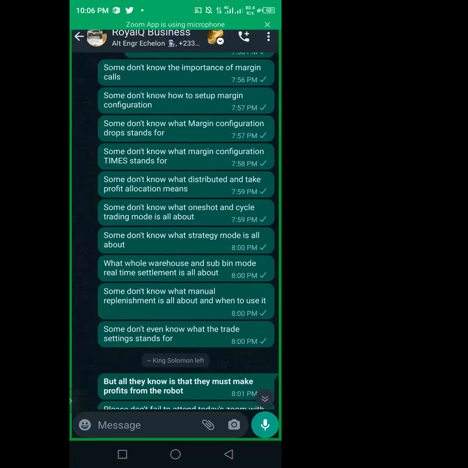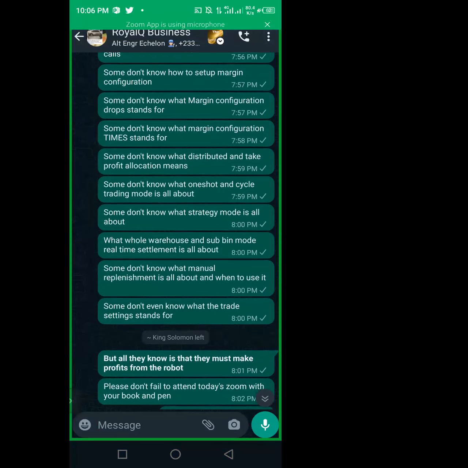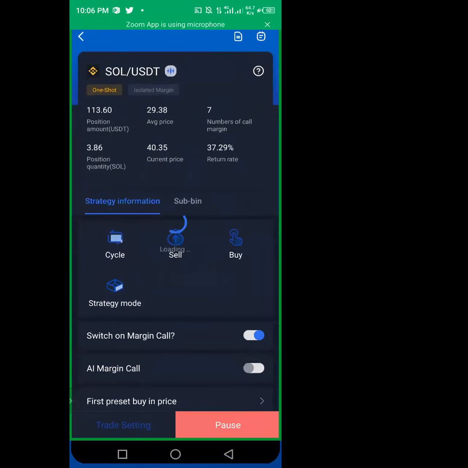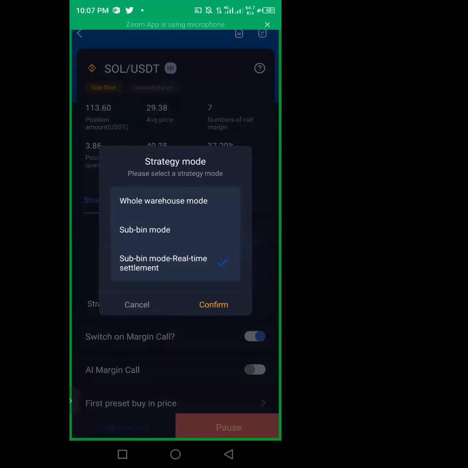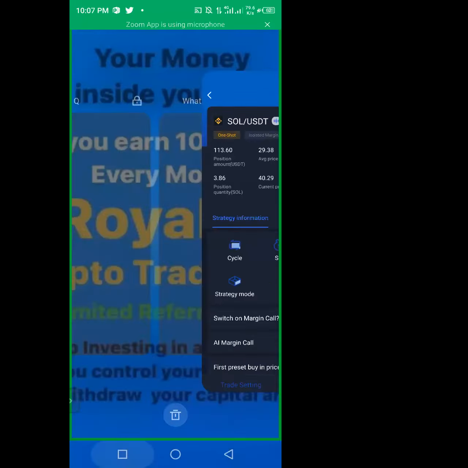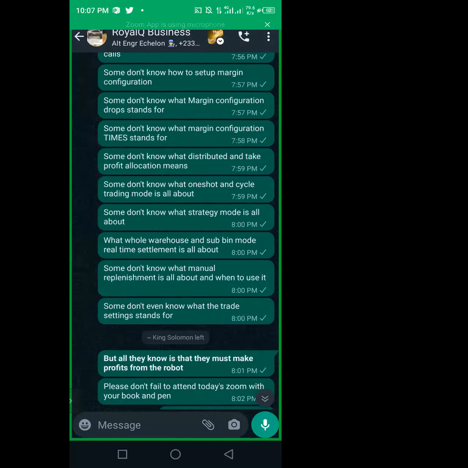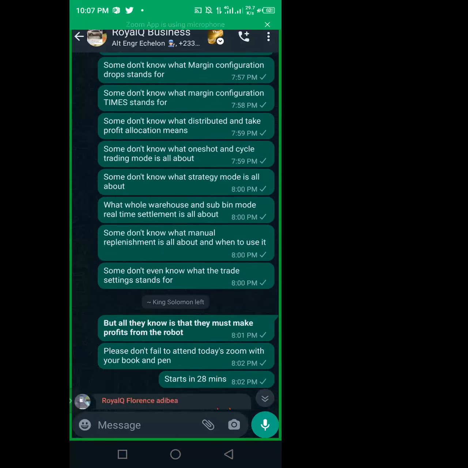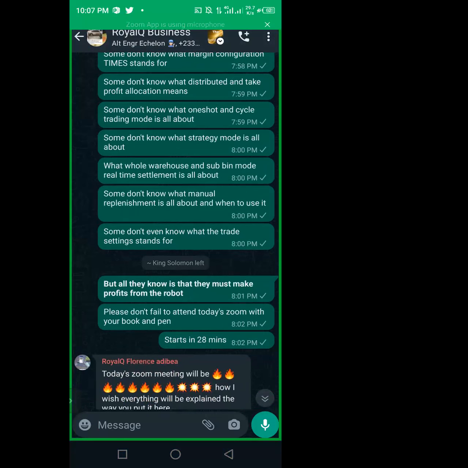Some don't know the strategy modes. I've explained the strategy modes. I've explained the warehouse, the sub-in mode, and the real-time settlements. I've explained manual replenishment and how and when to use it. Trade settings, I've explained all the features in your trade settings. Okay.